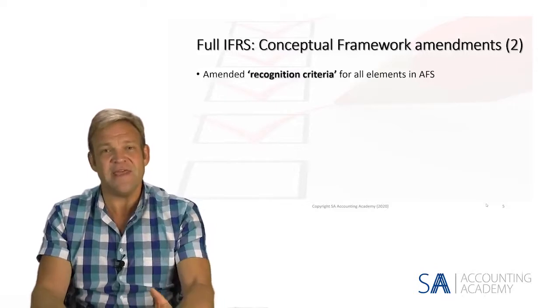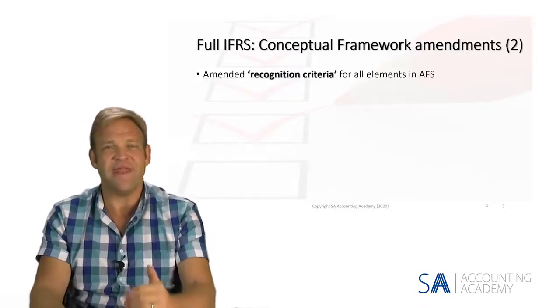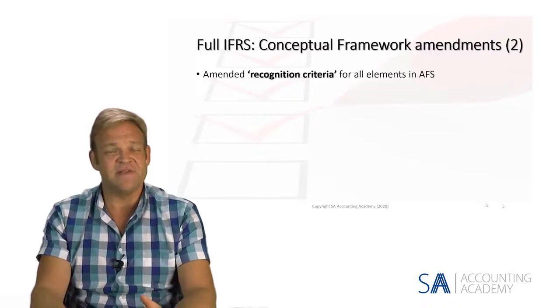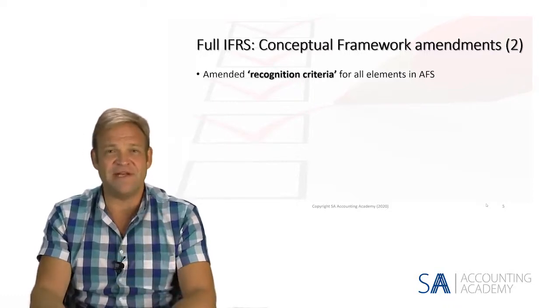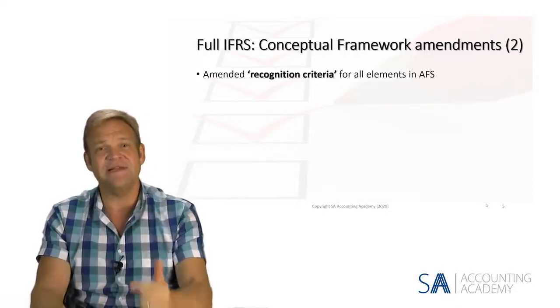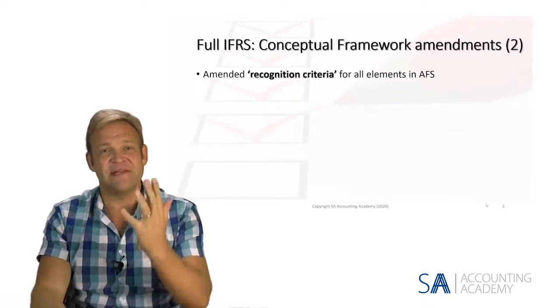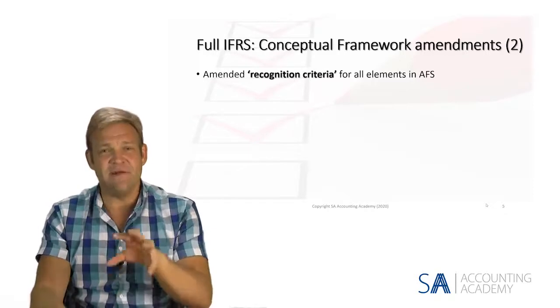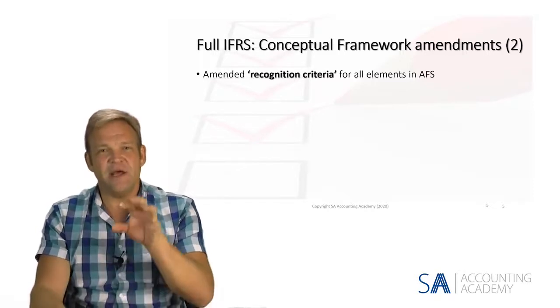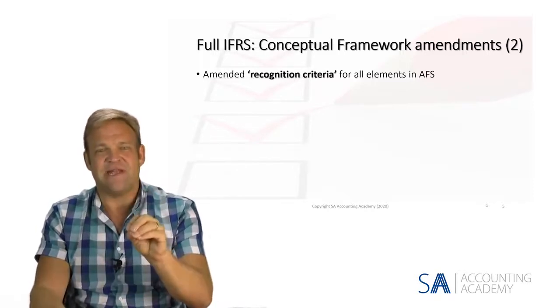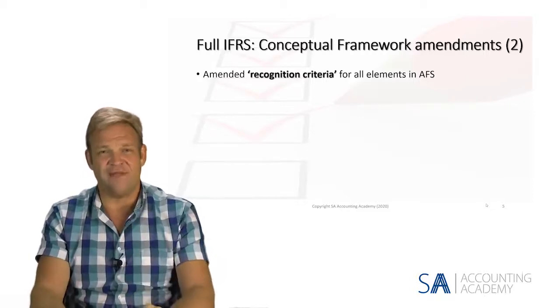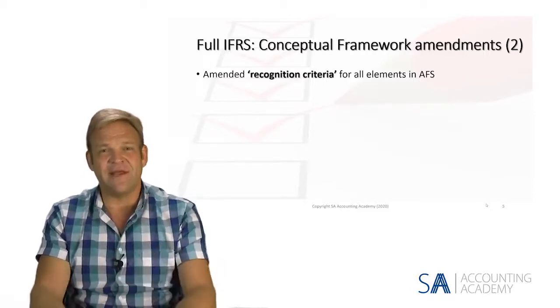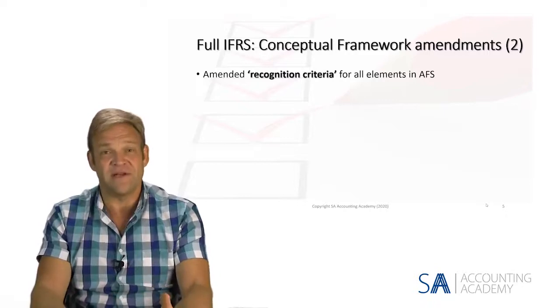If we look at the amendments that were made on slide number 5 in respect of the recognition criteria, now these affect all of the elements in the financial statements. So we have 5 elements in financial statements, being assets, liabilities, income, expenses, and equity. Now remember, the recognition process in financial statements is that an element must firstly meet the definition of that element, and then the recognition criteria are being considered.